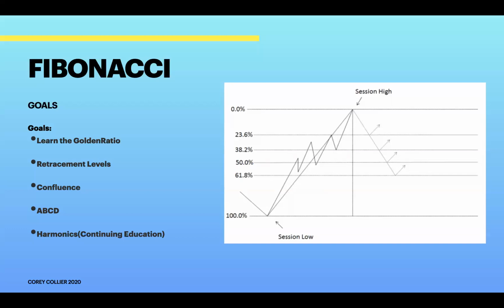All right. So Fibonacci. Your goals right here are to learn the golden ratio, the different retracement levels, start to build your confluence, introduce you to ABCD, and understand that Fibonacci goes with harmonics as well, but we're not going to get into harmonics in this course. That's some deeper stuff.